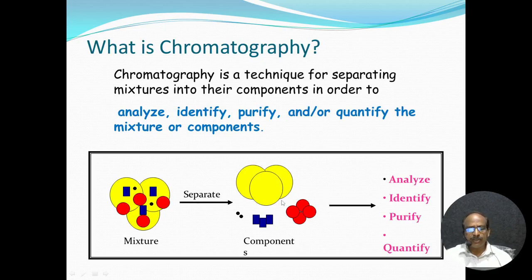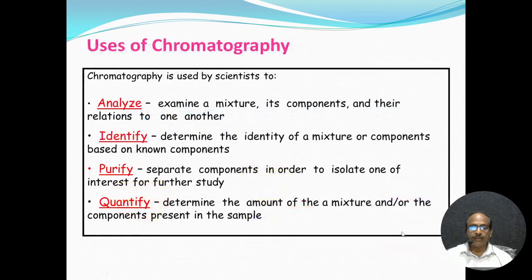This is simple. That is what is meant by chromatography. We take a mixture and separate it by using the chromatography technique. All these components are separated, and then we analyze, identify, purify, and quantify. What is the use of chromatography? Scientists use it to examine the mixture, its components, and their relation to one another. Identify the components and determine their identity.